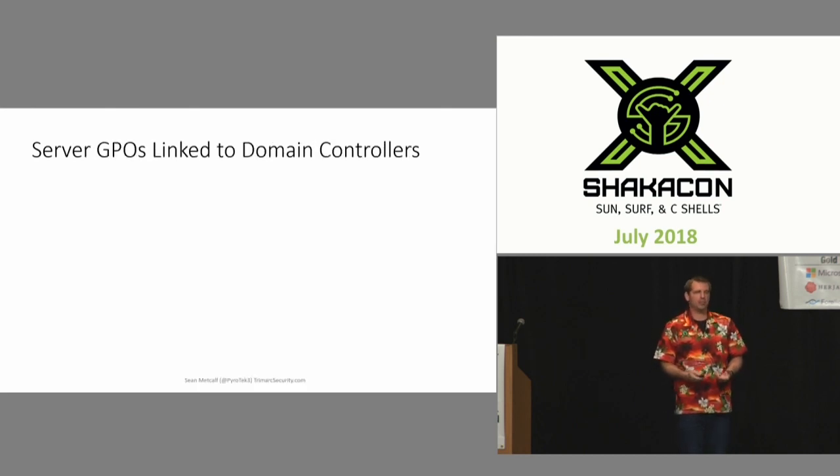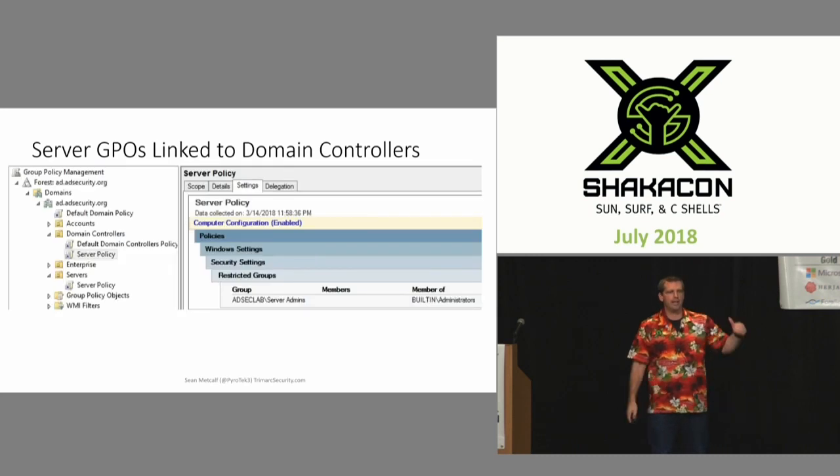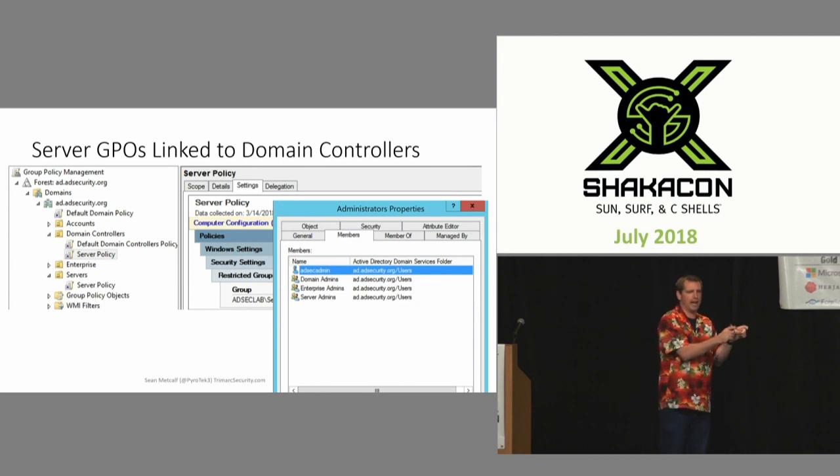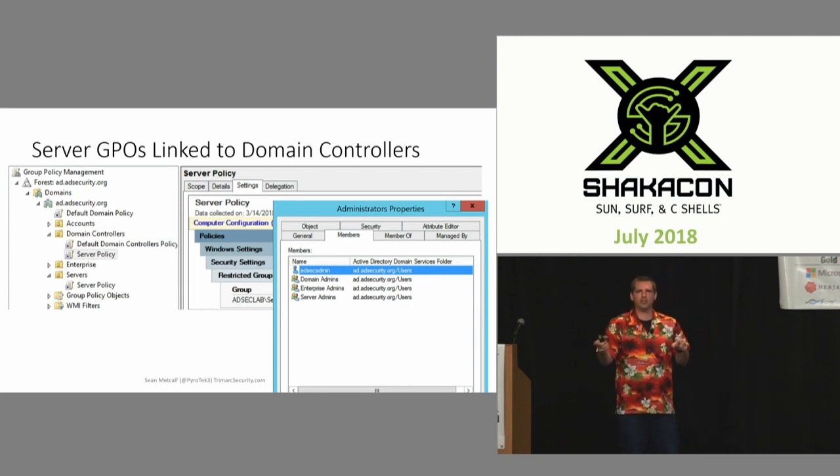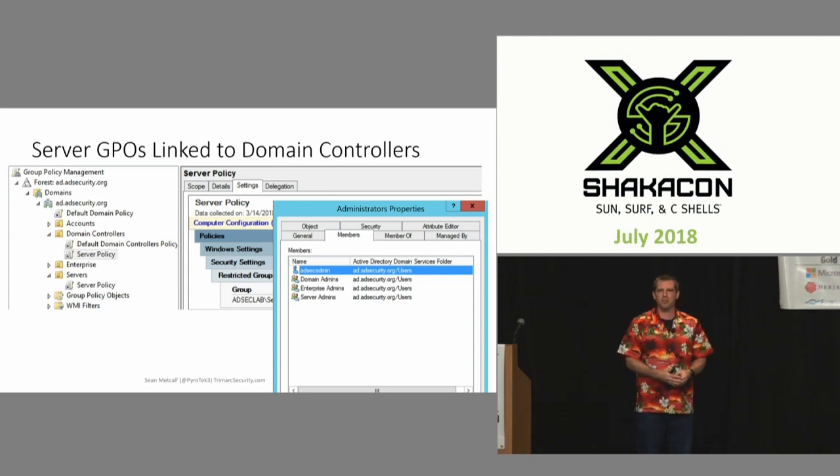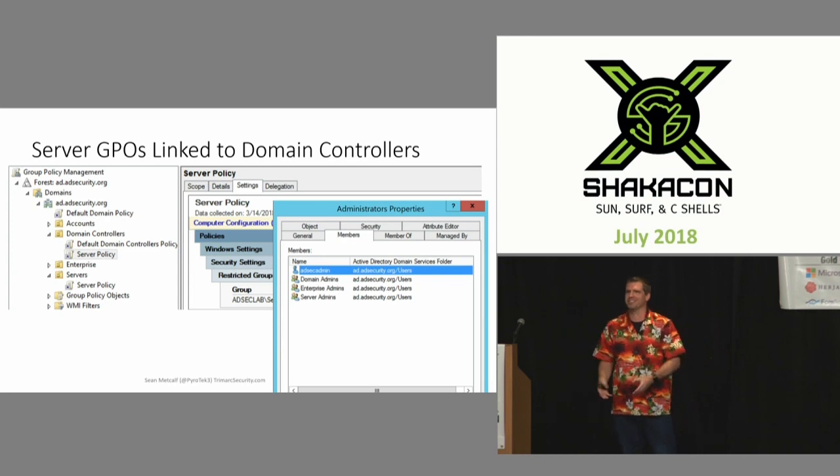Server GPOs linked to domain controllers happens all the time. We have a GPO that has a server policy. We link it to the domain controller's OU. It does many things, sets a security baseline, but one of the things it actually also does is add the server admins group to the local administrators group. Well, guess what happens when we apply this to a domain controller? It takes that server admins group and adds it to the domain controller's local administrators group, which happens to be the built-in administrators group for the domain. So now our server admins are our Active Directory admins.